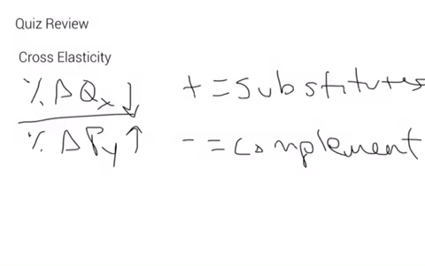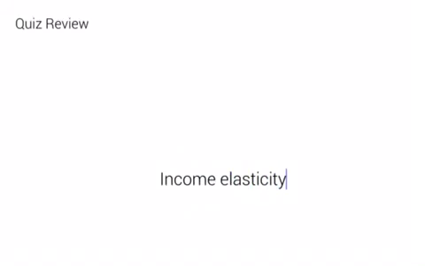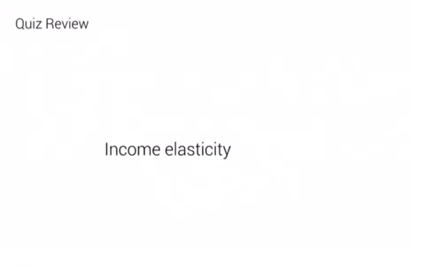Again, this just allows us to say what happens if we change the price of one good. How does that affect our quantity demanded of another? All elasticities are doing is measuring responsiveness. The other elasticity that people had questions about was income elasticity. When we measure income elasticity, same thing, we're just measuring a response.